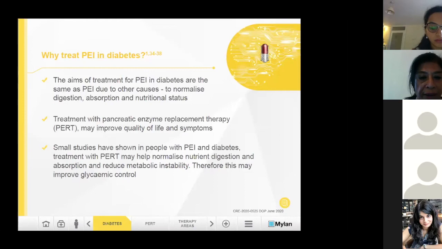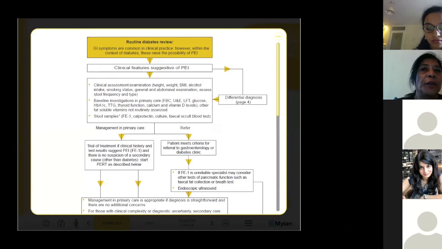Now there are some guidelines, so we'll just look at one very briefly. Again, for routine diabetic reviews, if GI symptoms are present, rule out the differential diagnosis and test for PEI. If the clinical history and test results suggest PEI, and there is no suggestion of a secondary cause other than diabetes, you should immediately start PERT like Creon.